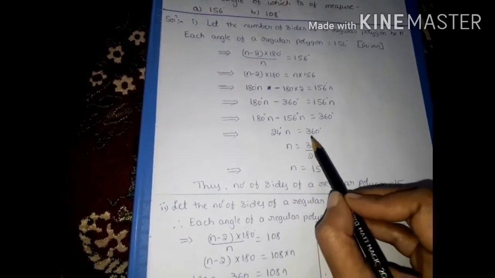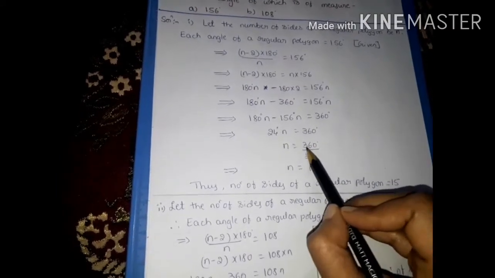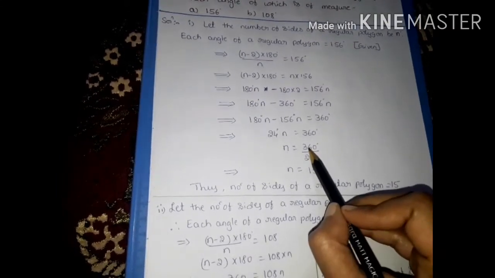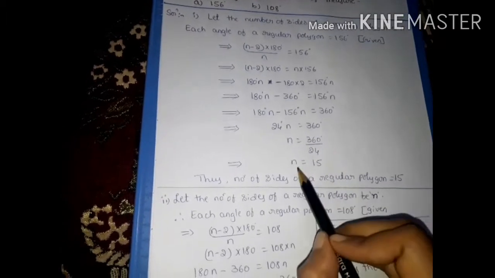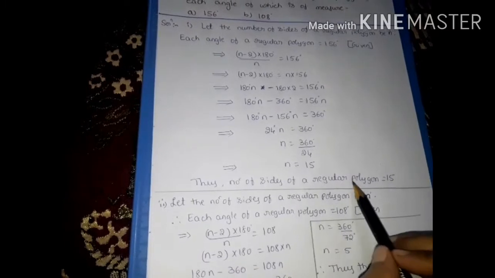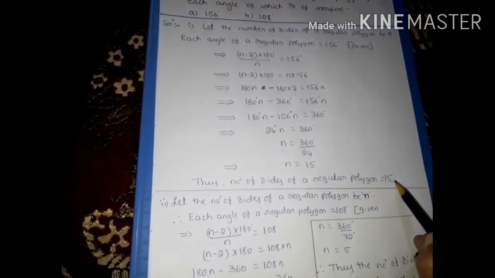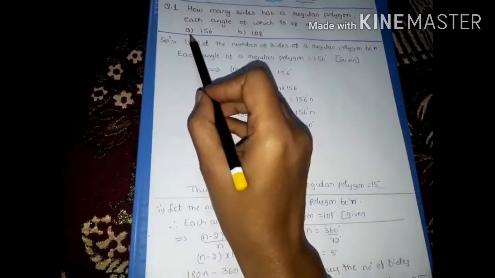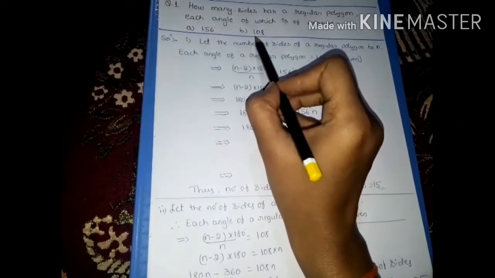24 ones are 24, 24 fives are... complete: 24 15s are 360. The n value we get is 15. Thus, the number of sides of a regular polygon is equal to 15. This completes A1. Similarly, we have to do it for B1.